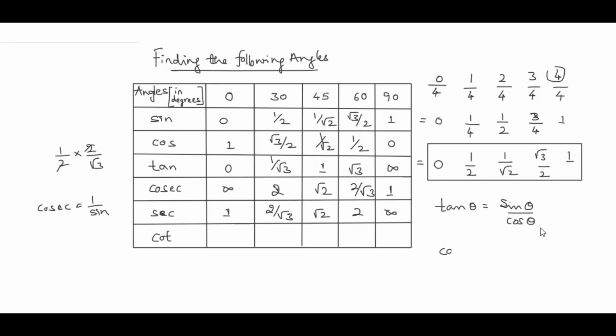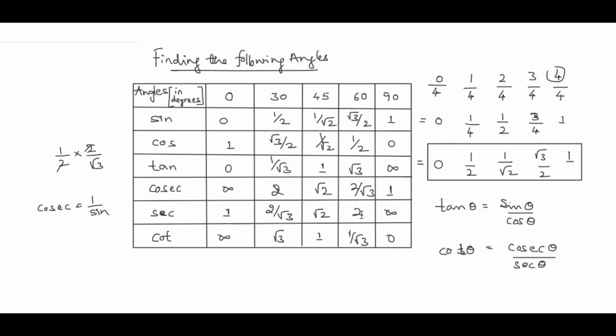Next are the cot angles, where cot theta is cosecant theta divided by secant theta. Infinity by 1 is infinity, 2 divided by 2 by root 3 is root 3, root 2 by root 2 is 1, 2 by root 3 divided by 2 is 1 by root 3, and after that 1 by infinity is 0.